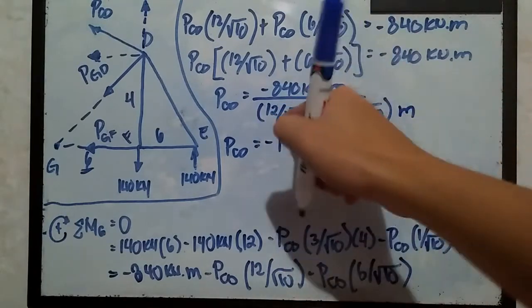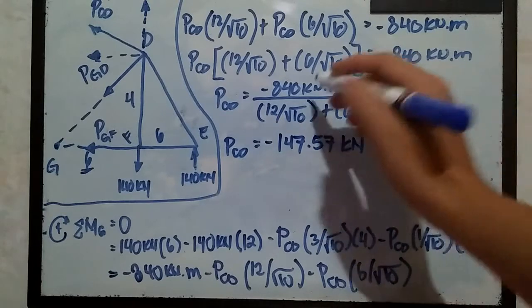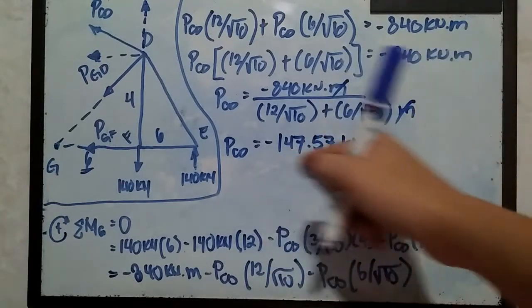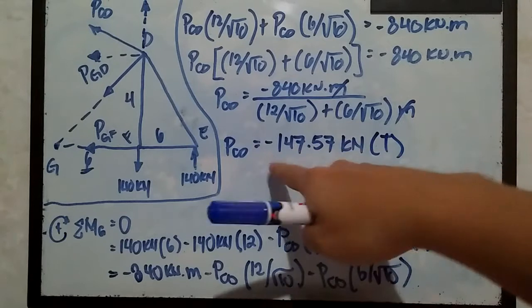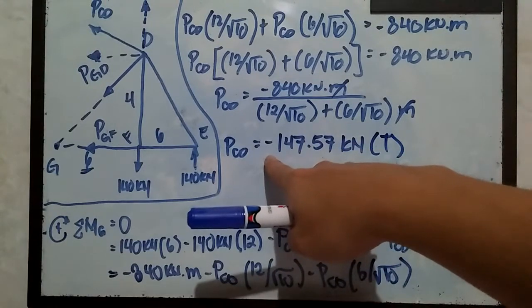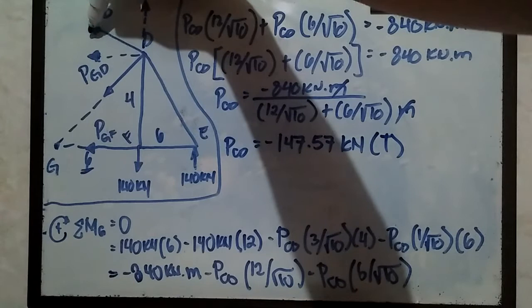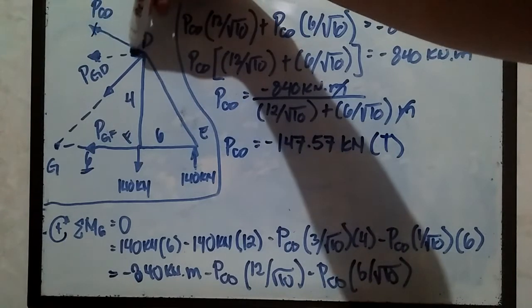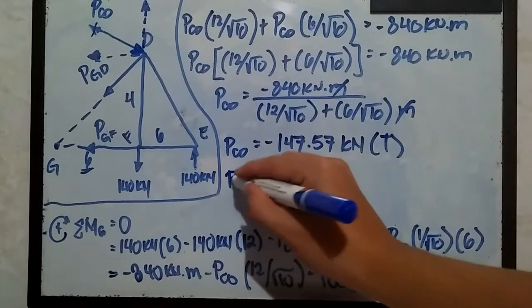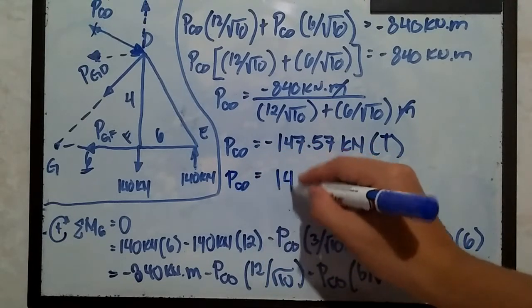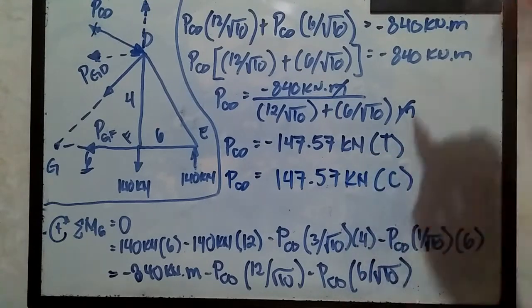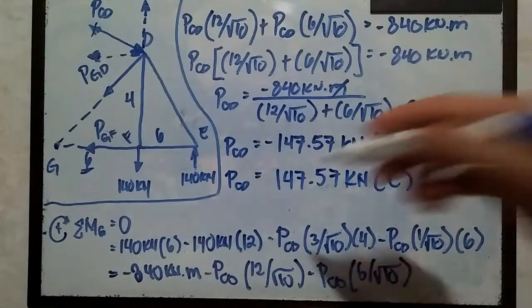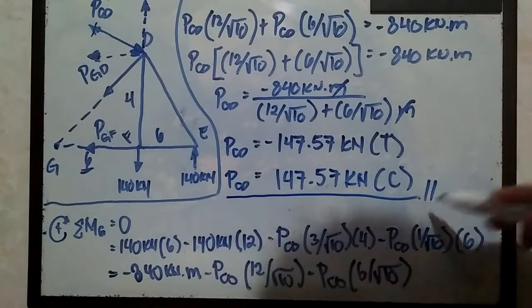The unit for both of that is meters, so cancel the meters, the remaining unit is kilonewton. And our initial assumption for P sub CD is tension. We have a negative answer, which means our initial assumption is wrong, so we're going to change that into compression. So P sub CD is equal to 147.57 kilonewtons in compression. So we managed to solve for P sub CD.